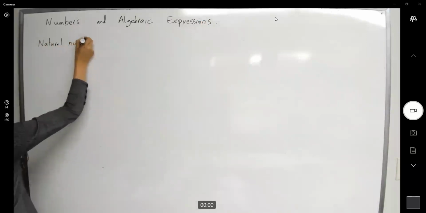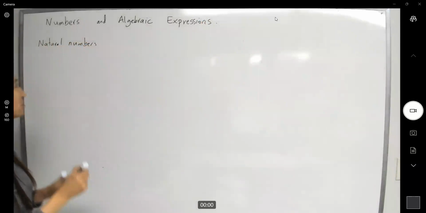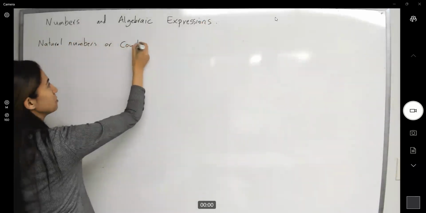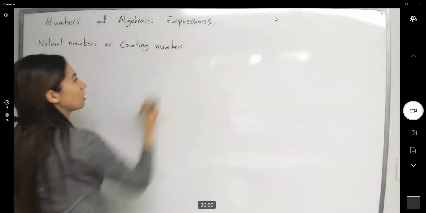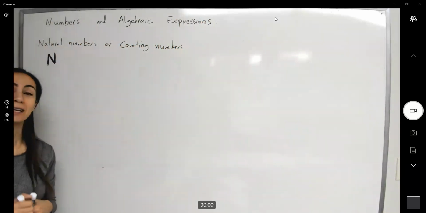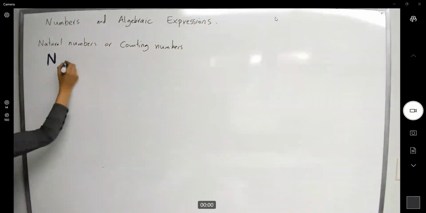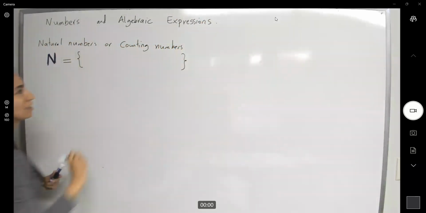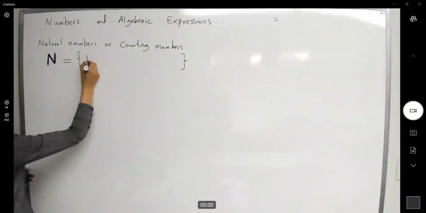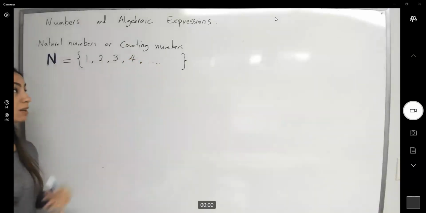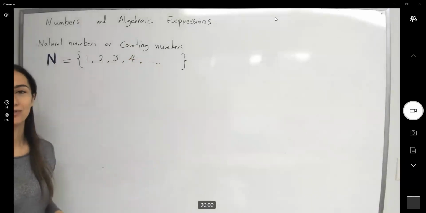Natural numbers, or another name for them, counting numbers, are denoted by a bolded N. So we represent that by N, and then we bold this capital letter N to represent natural numbers. And we say the natural numbers are equal to a set, so we're going to use curly brackets, and we list the natural numbers in this set, starting from 1, comma 2, comma 3, comma 4, and the rest of the numbers. Well, the largest number in this set is positive infinity.